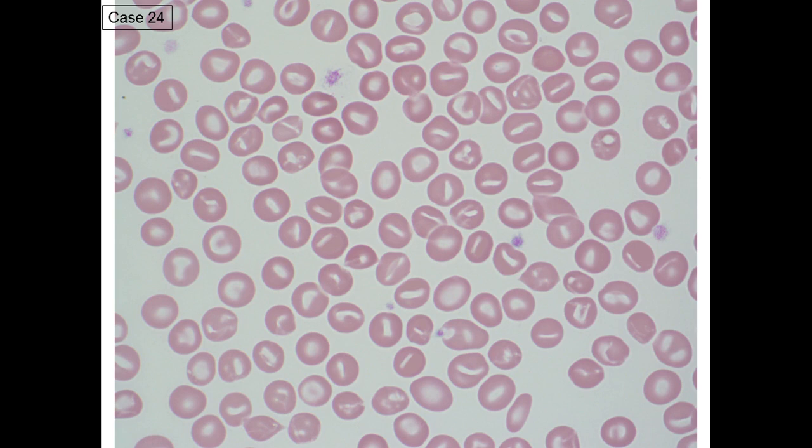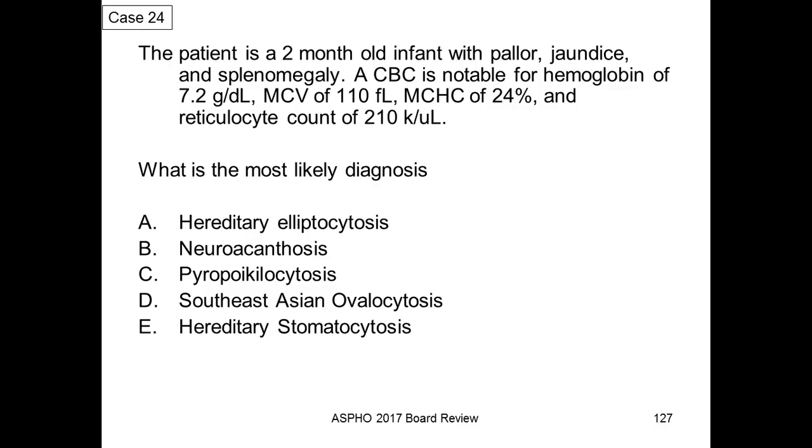Case 24. So this is a 2-month-old infant with pallor, jaundice, and splenomegaly. This CBC is notable for a hemoglobin of 7.2, MCV of 110, low MCHC of 24%, and a retic count of 210,000. What is the most likely diagnosis with this smear?